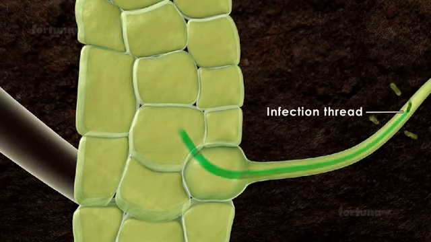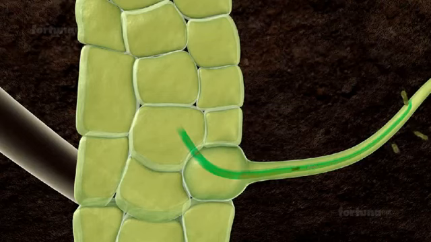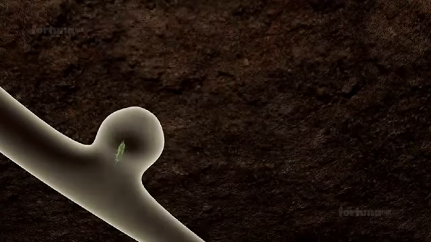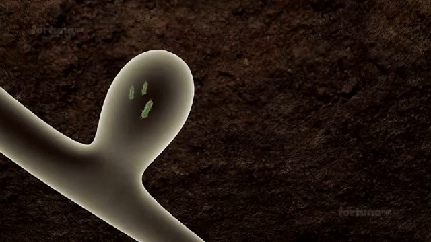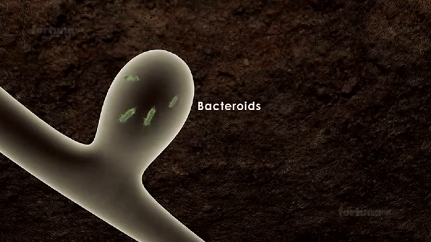The bacteria will then move through the infection thread until it reaches a cell deep within the cortex. The cortex cells will divide quickly, forming a nodule. The rhizobia will also multiply rapidly within the nodule. The bacteria, now referred to as bacteroids, will begin the conversion of nitrogen to ammonia.